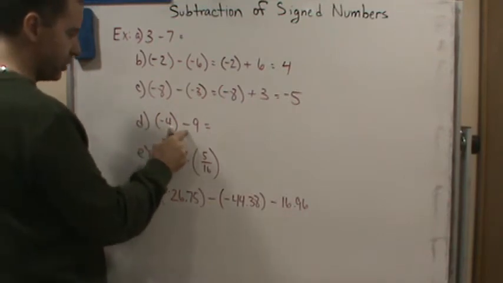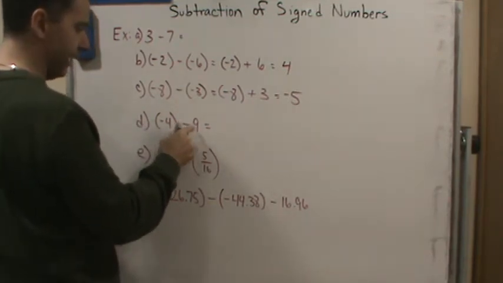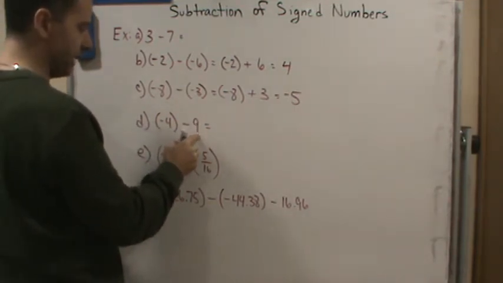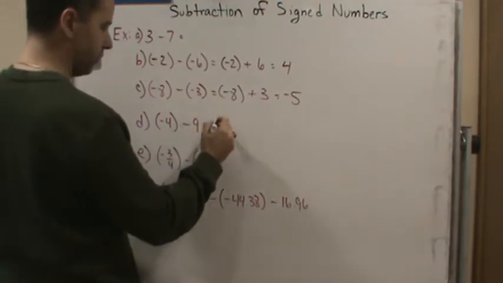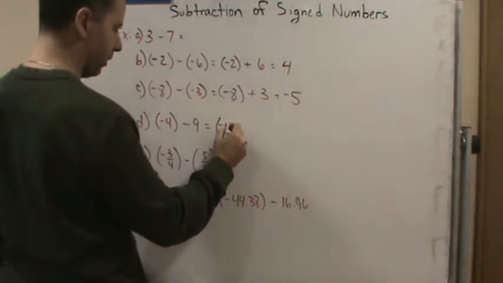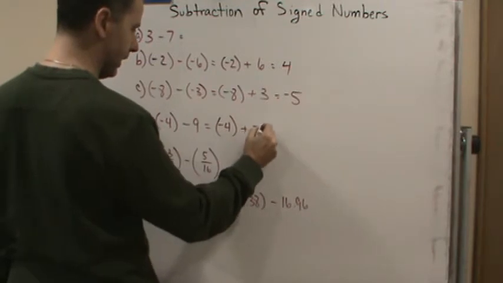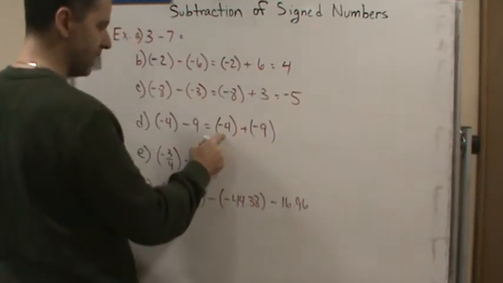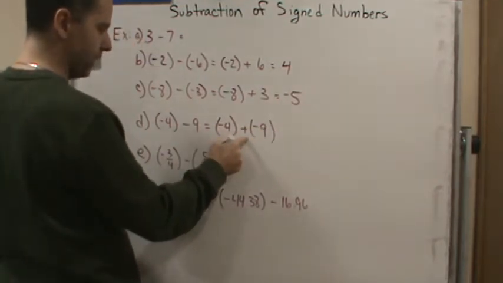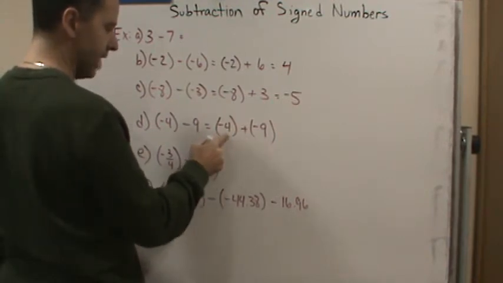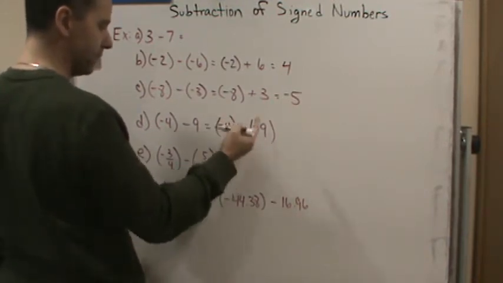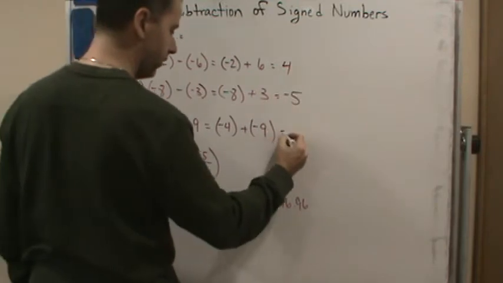Okay, same thing here. We're going to change it to a plus, right? And change the 9 to a negative. So this is going to be -4 plus -9. And now in this case here, the signs are the same. We're adding, so the signs are the same, which means we add the numbers and keep the sign. So it would be -13.